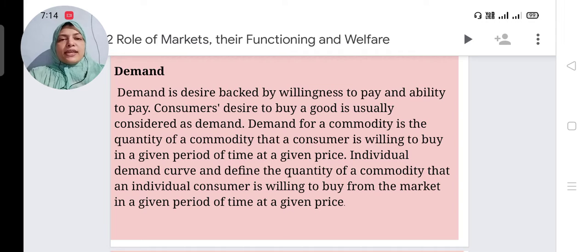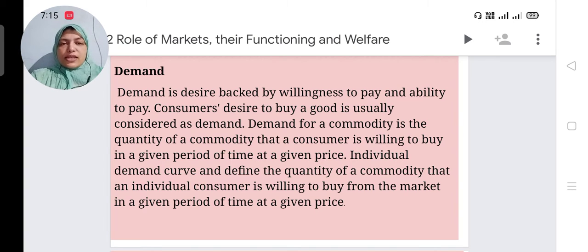Next topic is demand. Demand is desire, our wish backed by willingness to pay. If we are willing to pay, if we are ready to give the money, and ability to pay, if we have money to give the seller, that is demand. So demand is desire plus willingness to pay plus ability to pay.